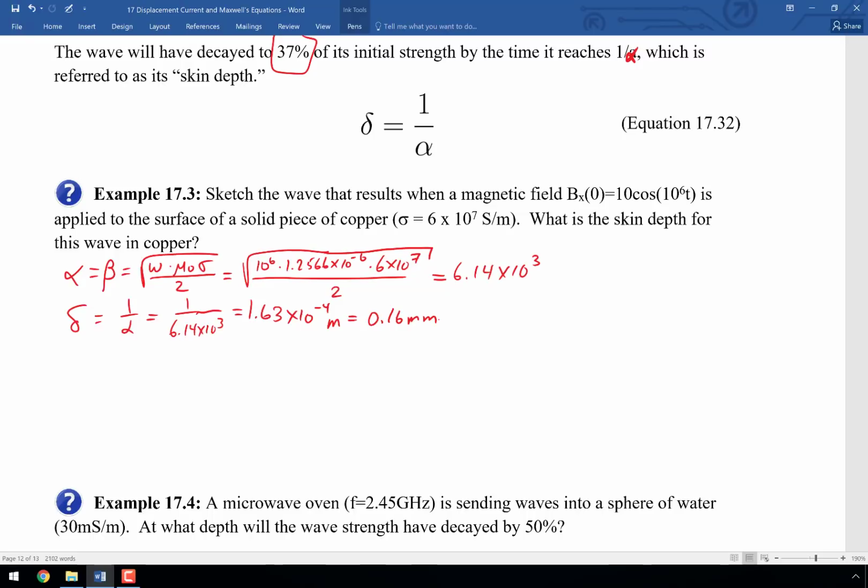So it's about 1/10 to 1/5 of a millimeter, maybe about 1/6 of a millimeter. Think about how thick a millimeter is. That's about the thickness of a dime. We're talking about 1/6 of the thickness of a dime.